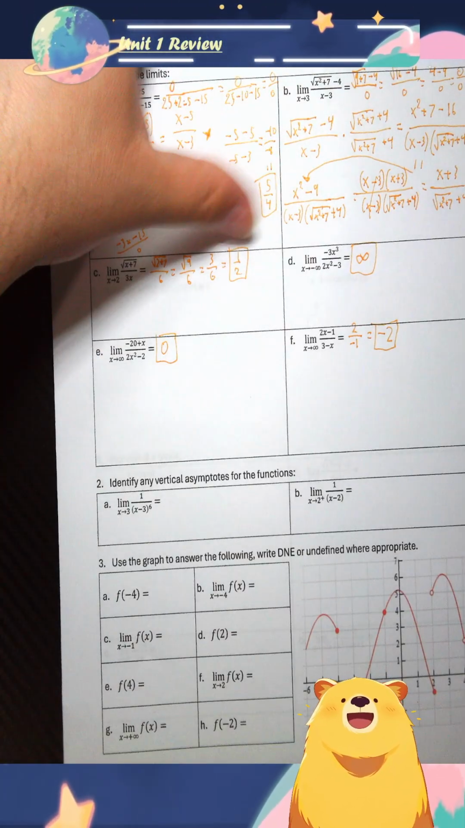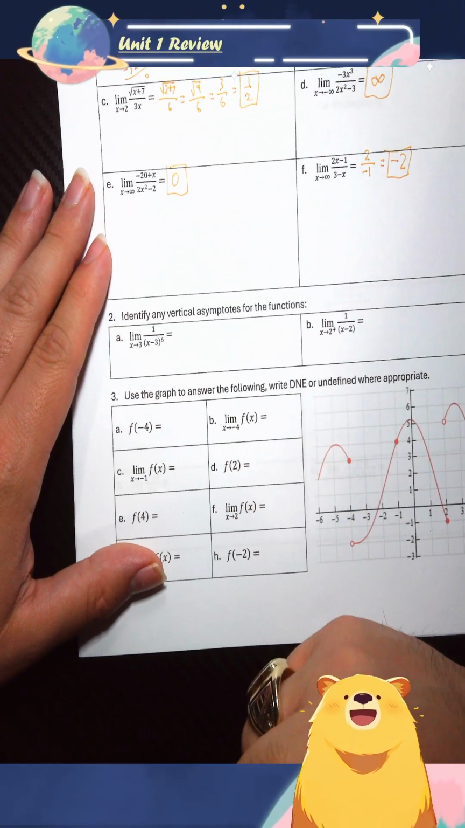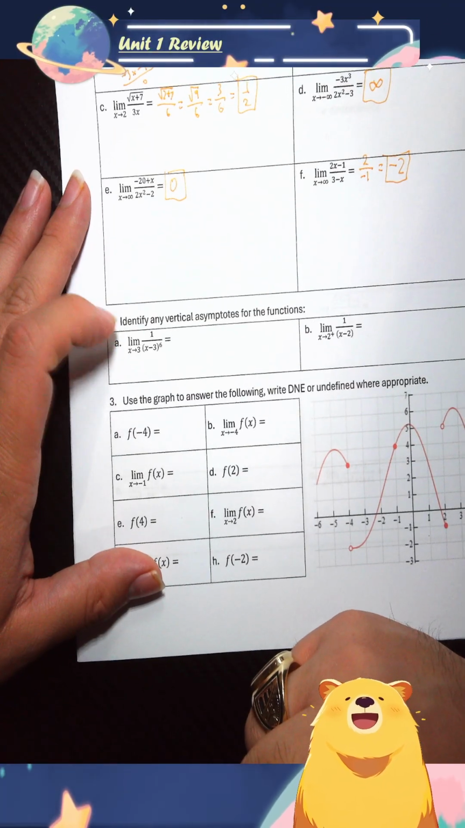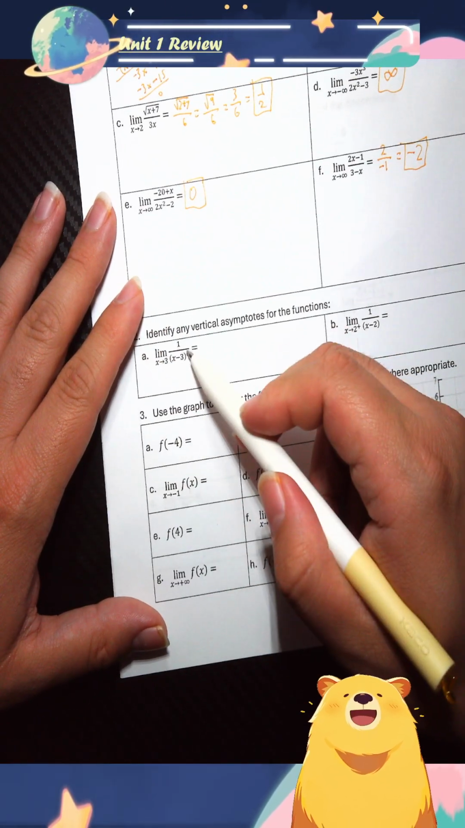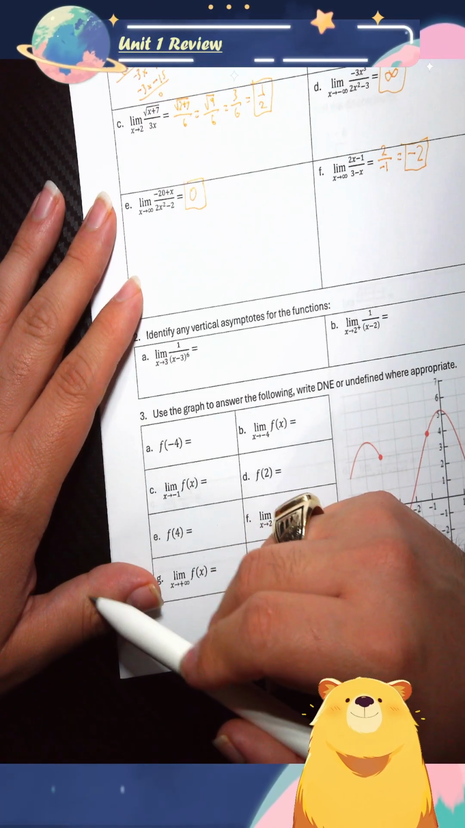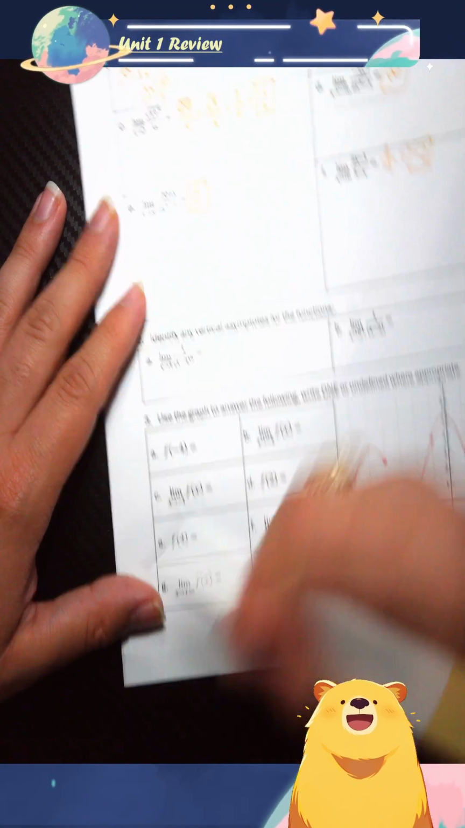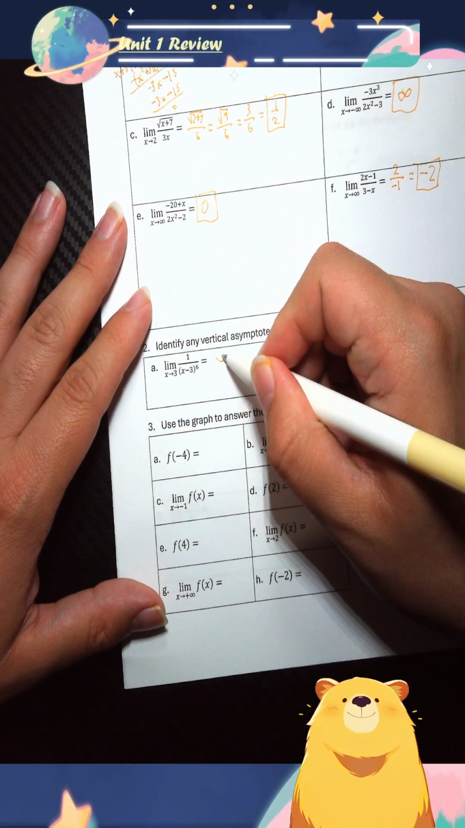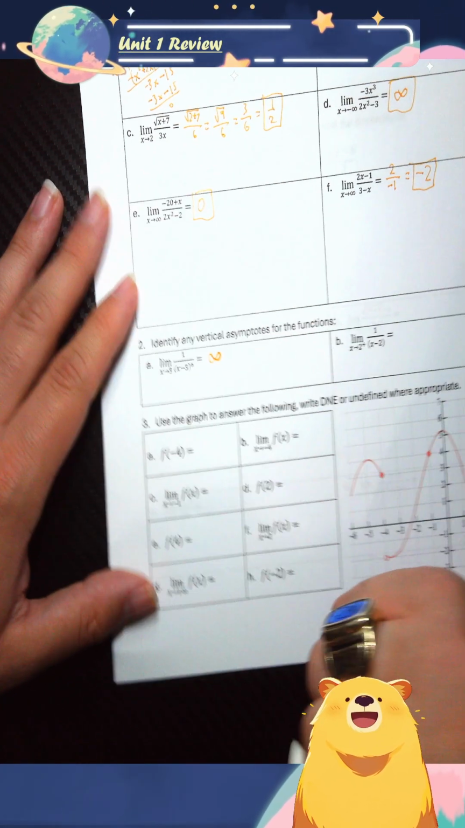So then we have the next part. Identify any vertical asymptotes for the functions. Okay, so this is going to use one of our ideas from chapter 1, part 1. Look at the power. We say, okay, that power is even. So that means it doesn't matter if we're coming from left or from the right or all together. That's going to be an infinity, just plain Jane.